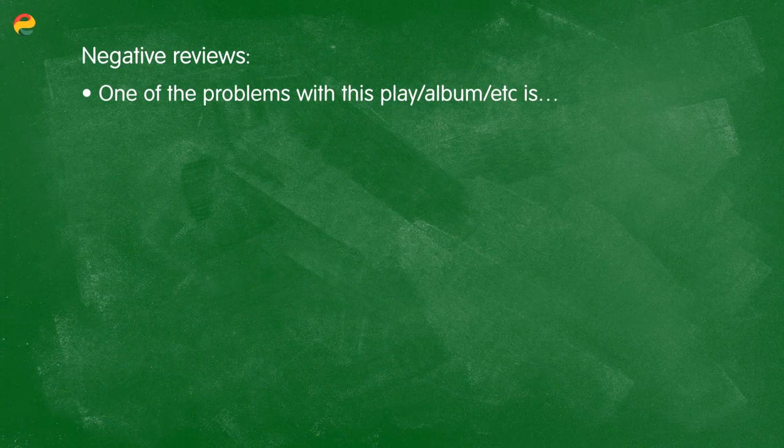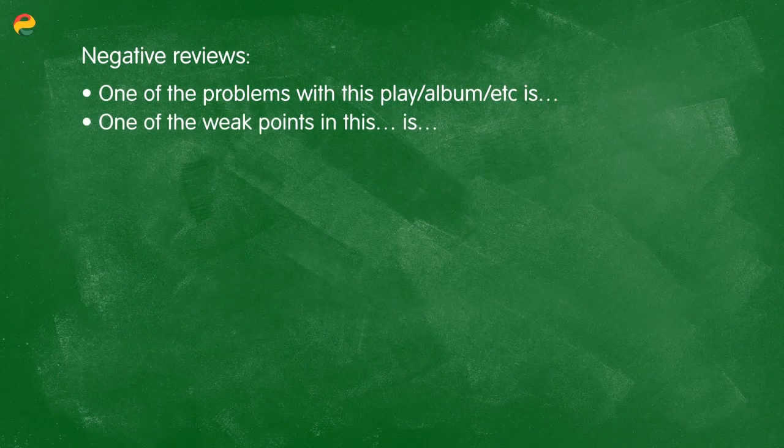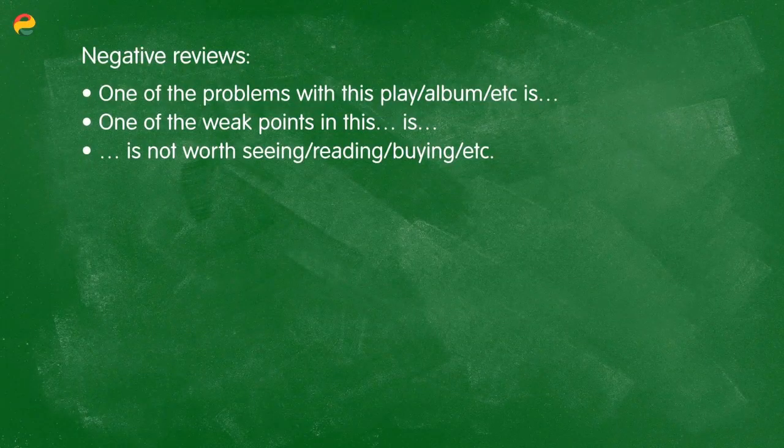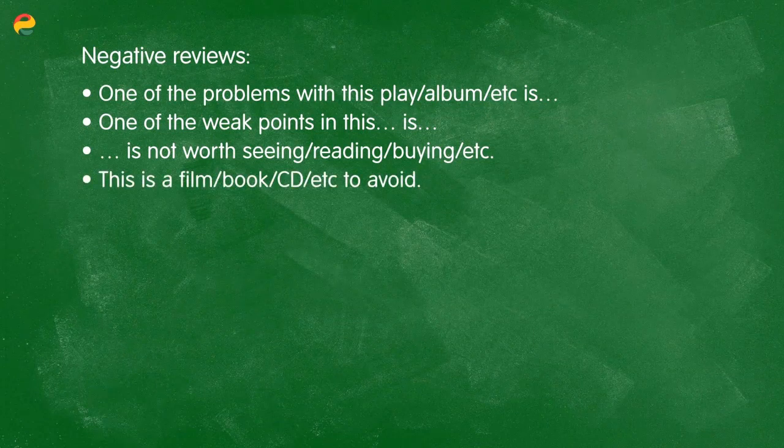Why not? Now for negative reviews, you may see phrases that look something like this. "One of the problems with this play, album, etc.," or "one of the weak points, i.e. problems, in this is". If we really don't like something, we'll say that "film A is not worth seeing." However, this is when we really don't like something. Similarly, we could also say, "This is a film, book, or CD to avoid."